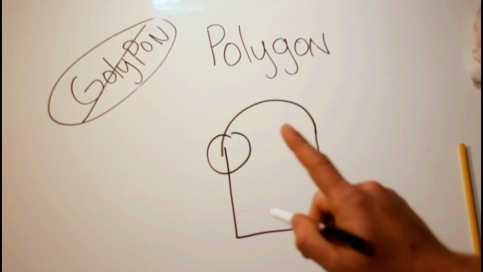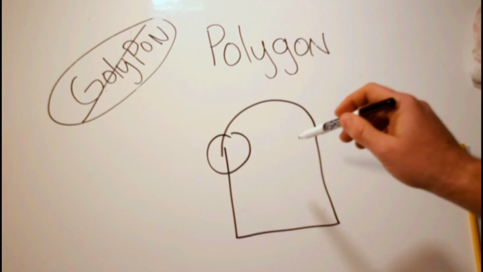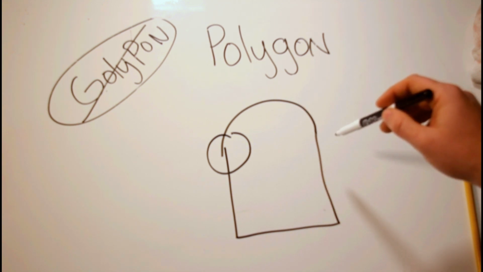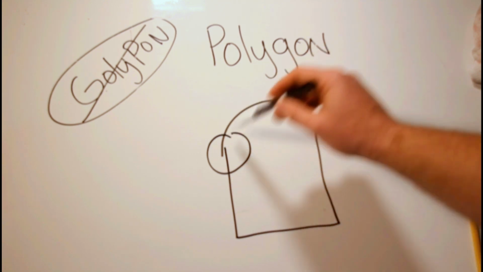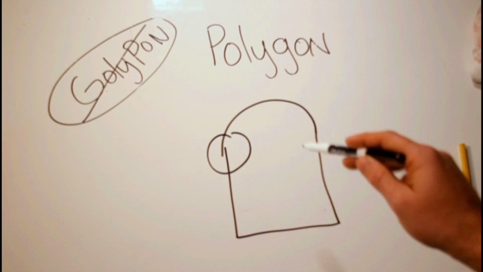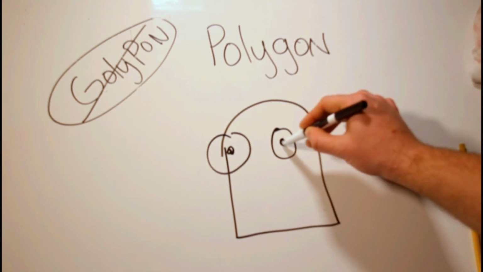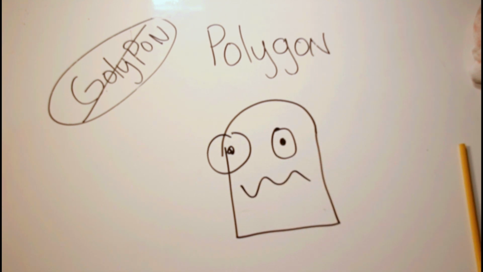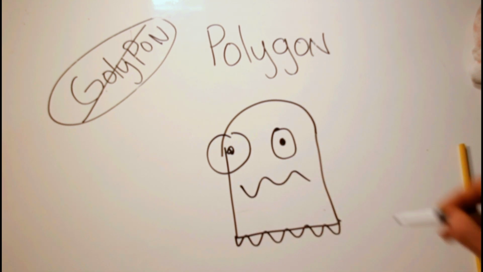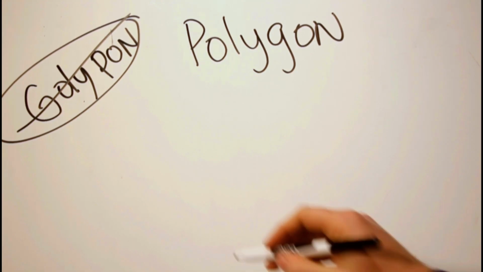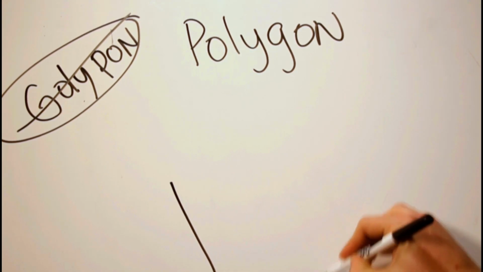But there's one more thing that shows that this is not a polygon. Can you guess what it is? Yeah, this is not a straight line. It's curved. So this is not a polygon, even though it kind of looks like one of those ghosts in Pac-Man. All right, let's try another one. How about this shape right here?